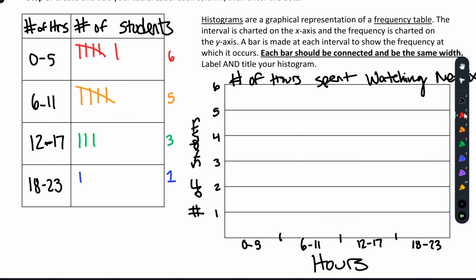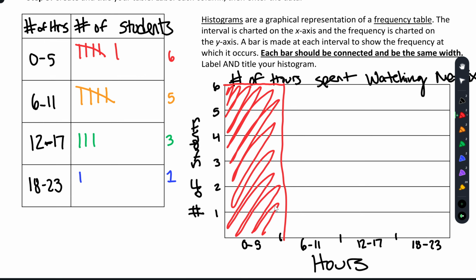The one rule for our histograms is that I want the bars to all be the same width and they need to touch each other. So the sides of the bars should be touching. So the first one from 0 to 5, it's going to go all the way up to 6. So there's the first bar. From 6 to 11, that should only go up to 5. So that's going to go up to here.